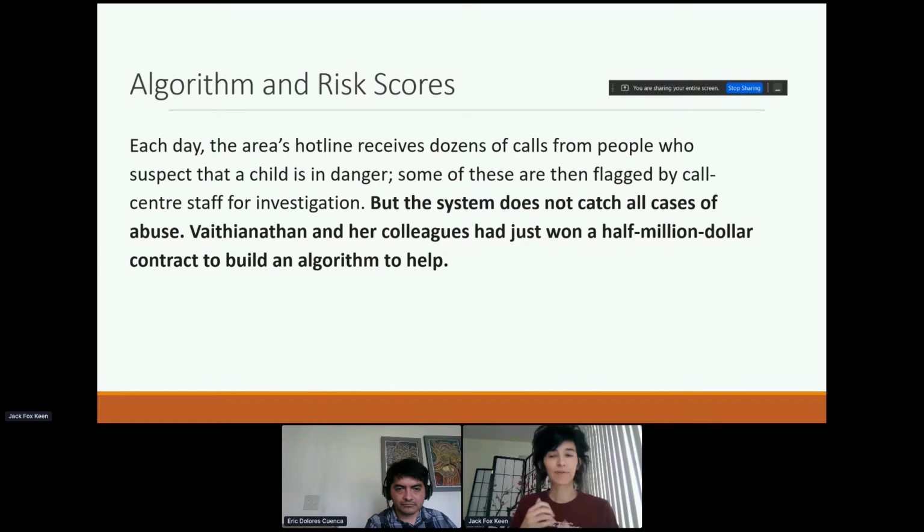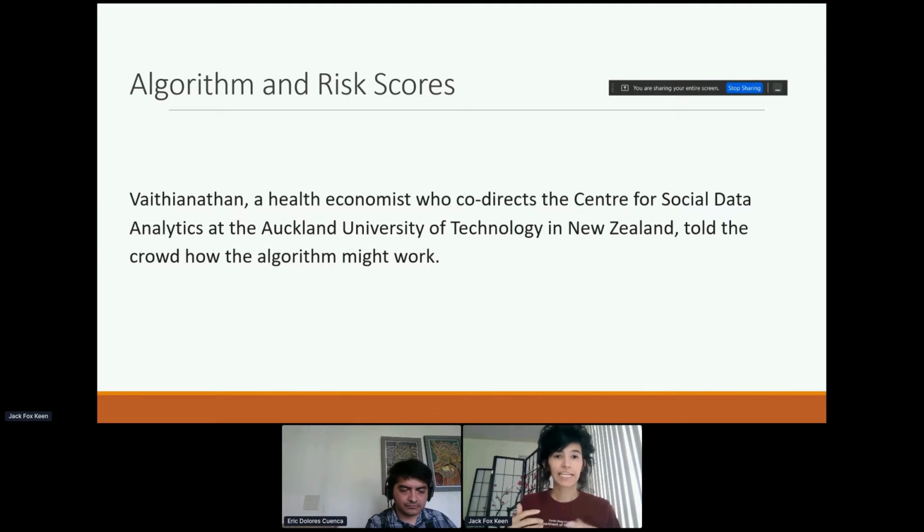And every day, the area's hotline gets dozens of calls from people who suspect that a child is in danger, and some of these are flagged by the call center for investigation. But the system does not catch all of the cases. So Vathyanathan and her colleagues were focusing on building an algorithm that would help catch those cases that slip through the cracks in the typical call center. Vathyanathan is a health economist who co-directs the Center for Social Data Analytics at Auckland University of Technology in New Zealand, and told the crowd how this algorithm might work.